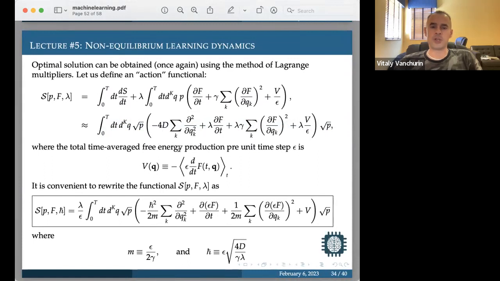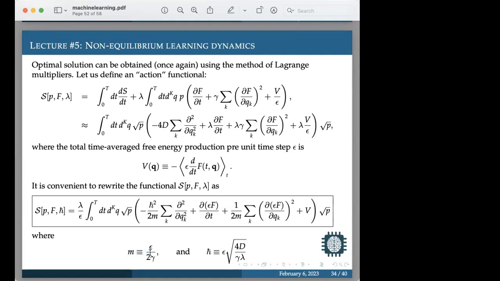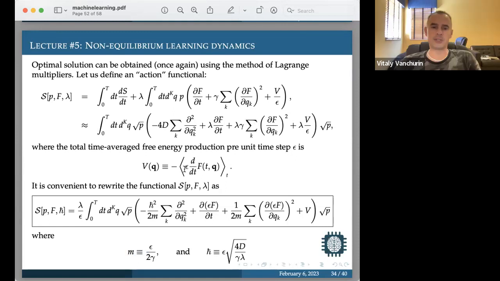Now, what I'm going to do next, and then I'll ask if you have any questions, is I will only rewrite it a little bit. Basically, this rewriting will be equivalent to defining mass as epsilon over 2 gamma, and h bar, where h bar is epsilon times square root of 4d divided by gamma lambda.